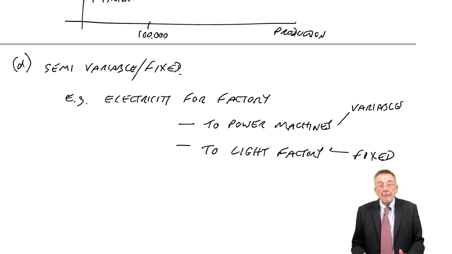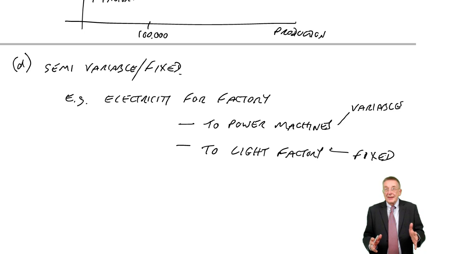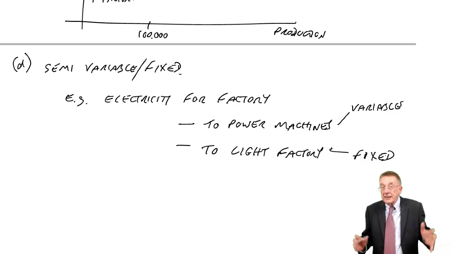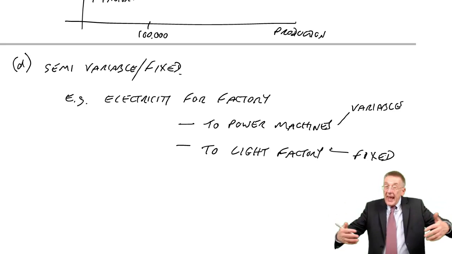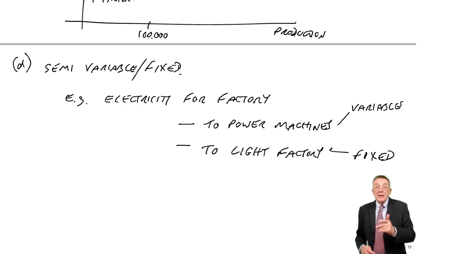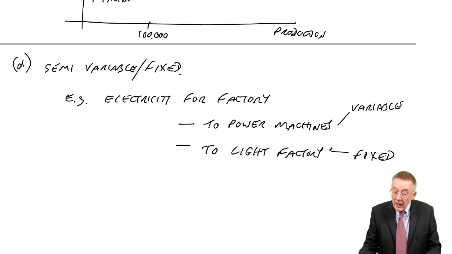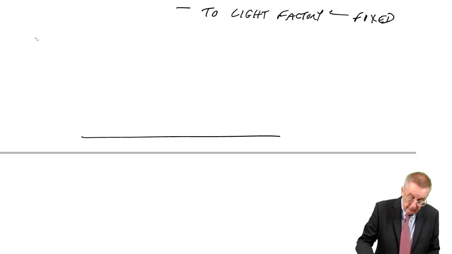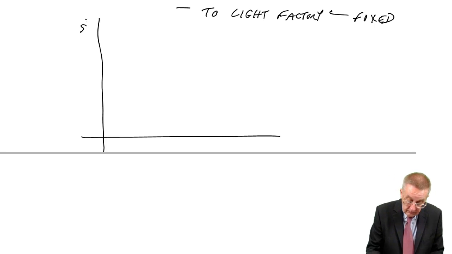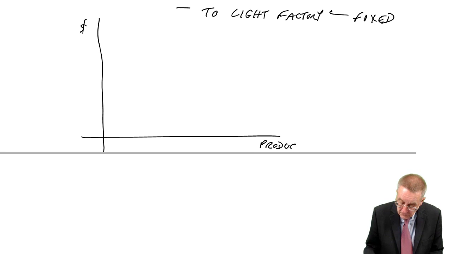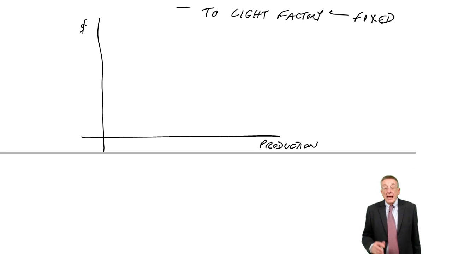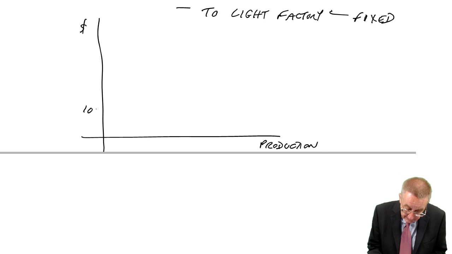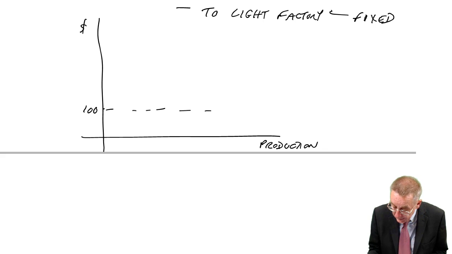But I only get one bill. Part of it, perhaps $100 a month, is a fixed cost because it's light in the factory. The extra in the bill is a variable cost depending on how many I've produced. And what's the graph of that going to look like? As I said, maybe lighting the factory is $100 a month and we'll pay that whatever happens. So that's a fixed cost.